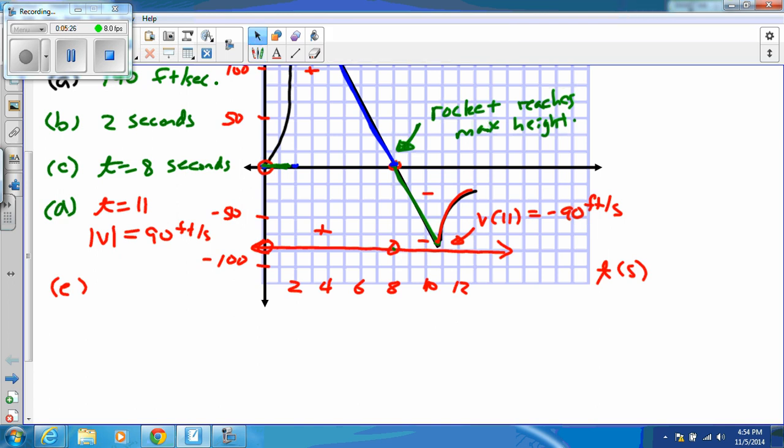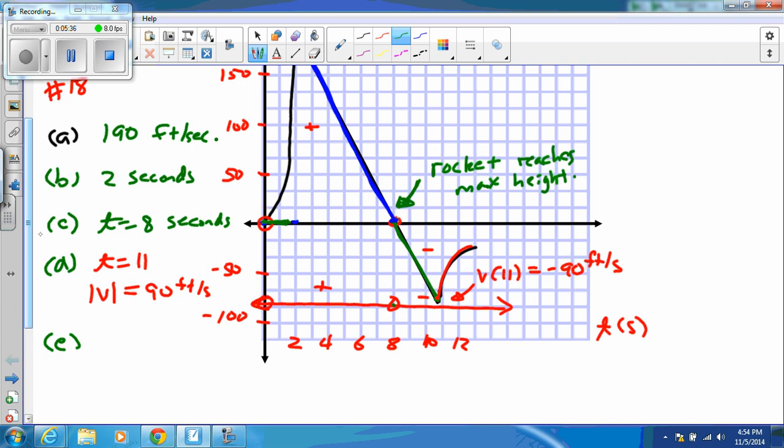E. I'll do this in green. How long did the rocket fall before the parachute opened? Well, that's just a matter of subtraction. It was falling from 8 seconds until 11 seconds. So 11 minus 8 is equal to 3 seconds.